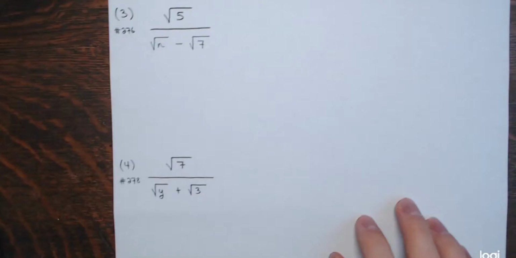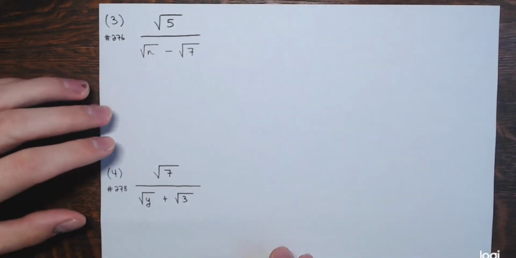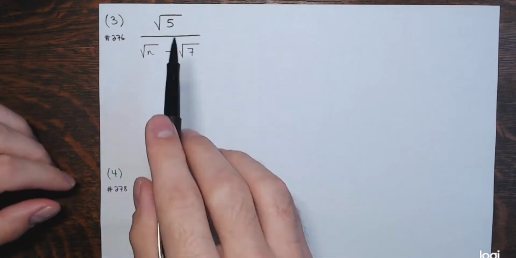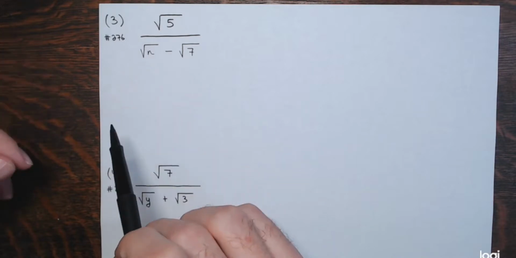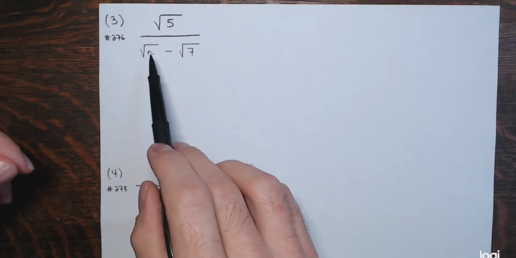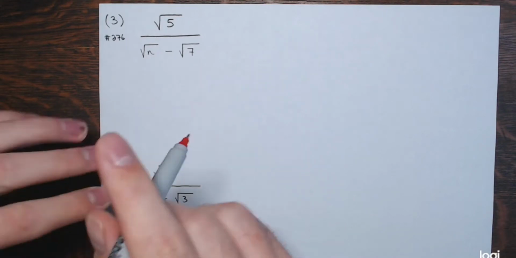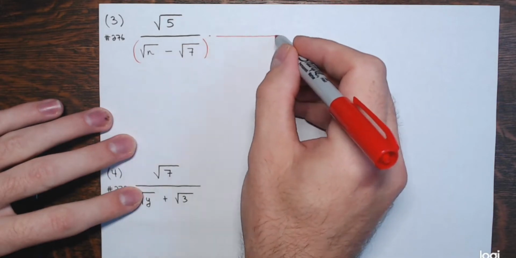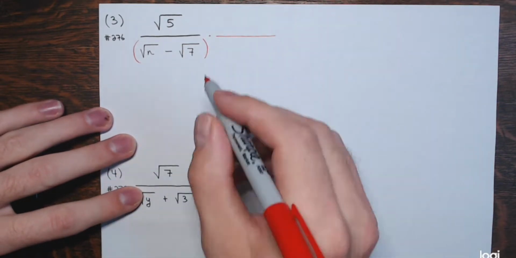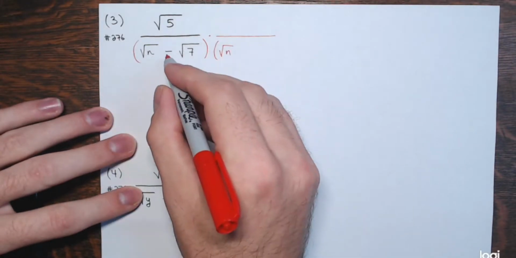Alright, and same stuff here. Question 3, example 3, number 276 in the text. The numerator is the square root of 5, and the denominator is again 2 terms with some square roots showing up. The square root of n minus the square root of 7. So if that's the case, in order to rationalize the denominator, you need to multiply by the conjugate of the denominator, which would be the square root of n plus the square root of 7.